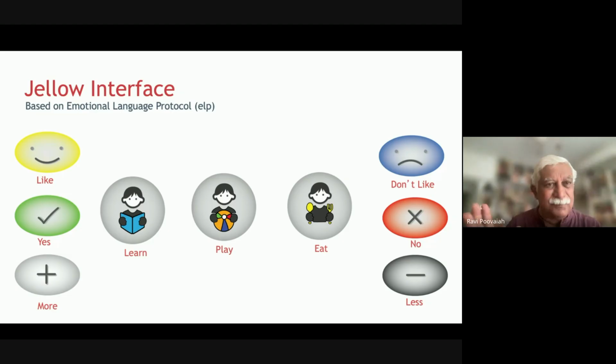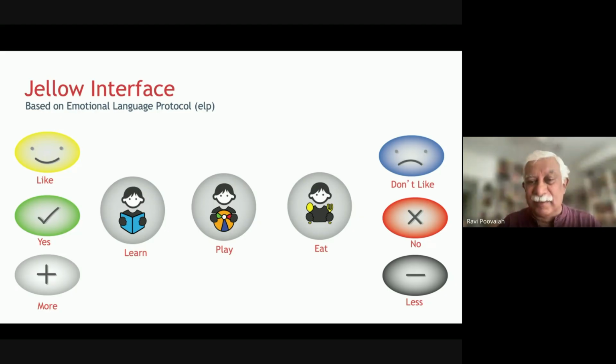So this is how the Jellow interface looks. It's extremely simple. In the center are the category buttons. Here 3 category buttons are shown. If you press learn, it will say learn. If you press like, it says I like to learn. Tick button will say I want to learn, and the plus button will say I want to learn some more. This is an extremely simple way of constructing phrases and sentences. That's how the interface becomes so simple.